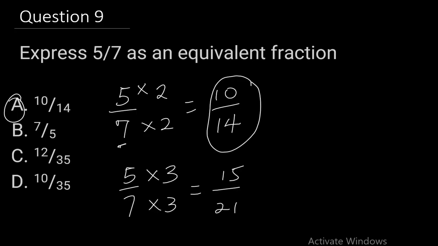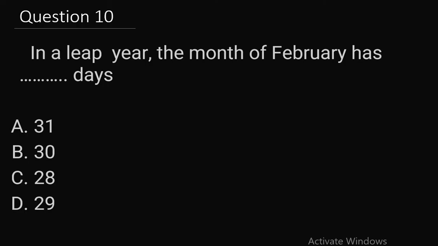Alright, question number 10. This question says, in a leap year, the month of February has dash days: A 31, B 30, C 28, D 29. In a leap year, the month of February has 29 days. I want you to know that a leap year occurs every 4 years and has an extra day added to the calendar to keep it synchronized with the solar year. This extra day is added to the month of February. So instead of February being 28 days, it's going to be 29 days. Therefore, the correct answer here is 29, which is option D.